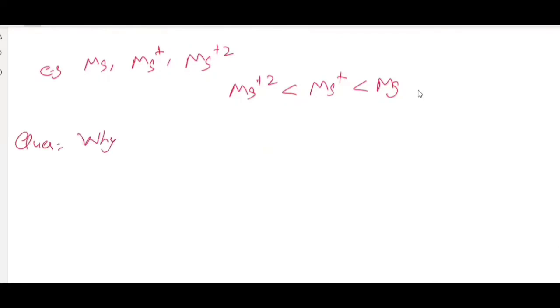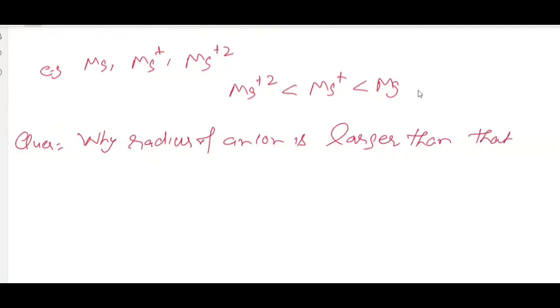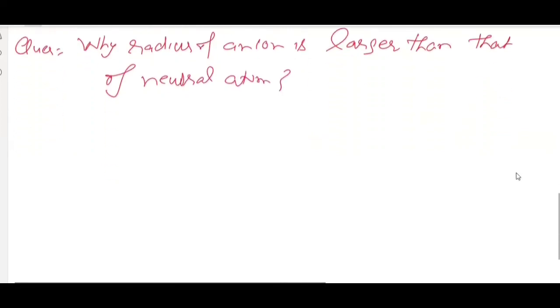Second question is why radius of anion is larger than that of neutral atom. कि अनायन का रेडियस जो है न्यूट्रल एटम से ज्यादा क्यों होता है? Now, what are anions? These are the charged species having the negative charge. These are called the anions, and anions are always formed by the gain of electron.